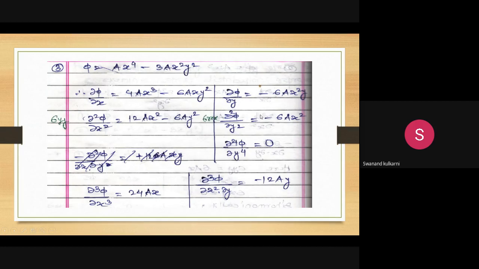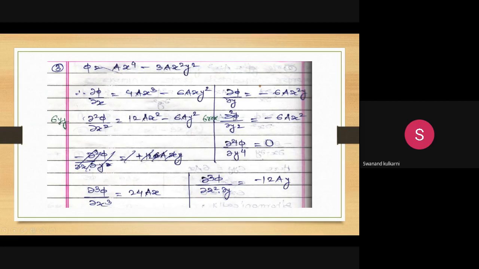So that's why the stress along the x-axis will be regarded here as minus 6ax², and the stress along the y-axis is considered to be 12ax² minus 6ay². Is it okay?